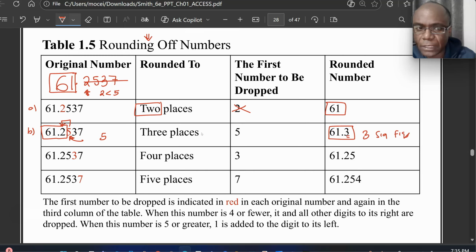We will later also drop the 5, 3, and 7. The first number to be dropped is 5. So now I have three significant figures.